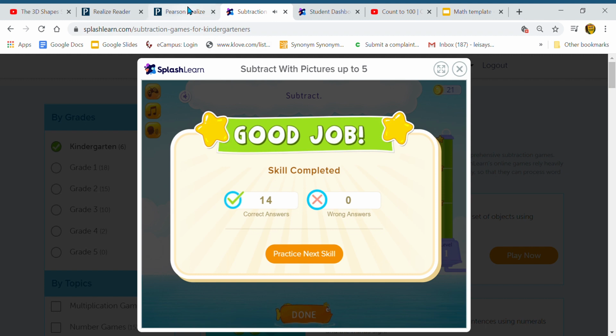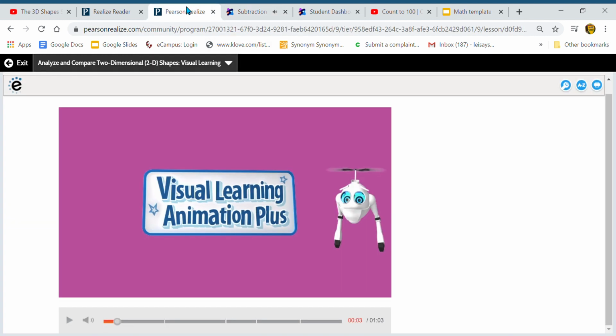Alright, moving on to our workbooks, our lesson books. So this week we will be finishing up comparing and learning about 2D and 3D shapes. And then next week we'll be moving on to topic 14. So we just have a few lessons left in this topic 13. Alright, so here's our visual learning robot for today's topic.